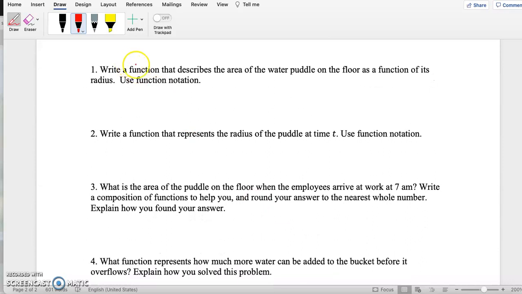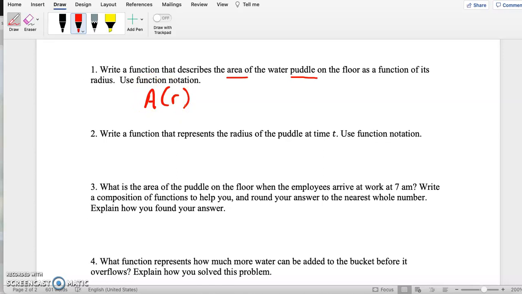For number 1, write a function that describes the area of the water puddle on the floor as a function of its radius. So we know the puddle is circular, so think of the area of a circle, and we're representing it as a function of its radius. So we have an A of r.